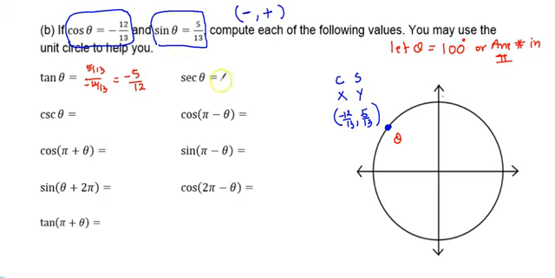Secant is the reciprocal of cosine, negative 13 over 12. Cosecant is the reciprocal of sine. Sorry, not reflection, but the reciprocal. Okay, so now these three were easy. How do we find the other six? Pi plus, pi minus, where am I? So always think of that. Pi is 180.